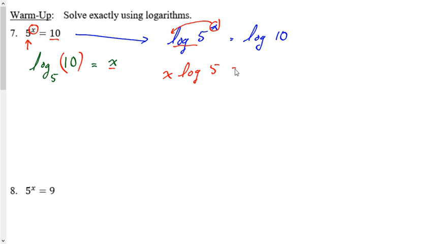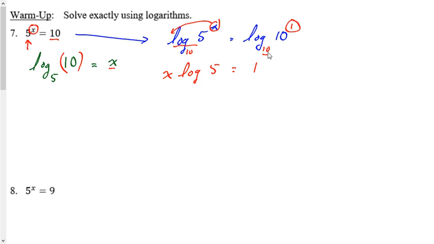Now the log 10, I could leave it as a log 10, but again, because I'm not given a base in this logarithm, this is a base 10 logarithm, as was this one. So log base 10 of 10 is equal to 1, because if I rewrite this 10 as a power base 10, what's my exponent? My exponent is a 1.